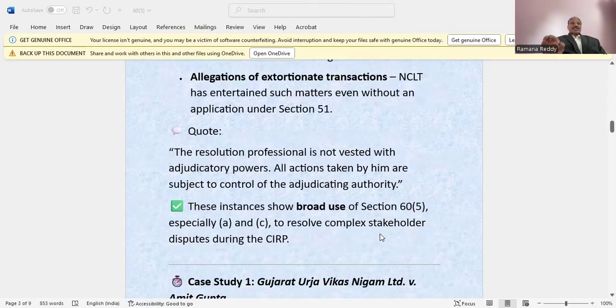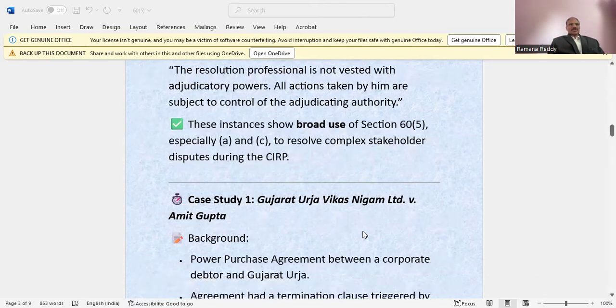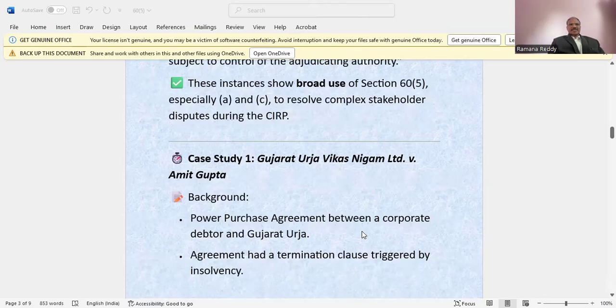The quote is, the resolution professional is not vested with the adjudicatory powers. All actions taken by him are subject to control of the adjudicating authority. So these instances show a broad use of Section 60, subsection 5, especially A and C, to resolve complex stakeholder disputes during the CIRP. Now we will see the case studies. Three case studies we will discuss.